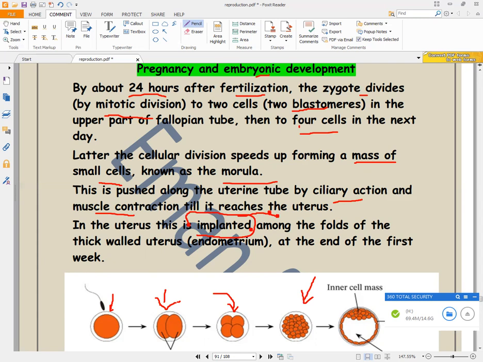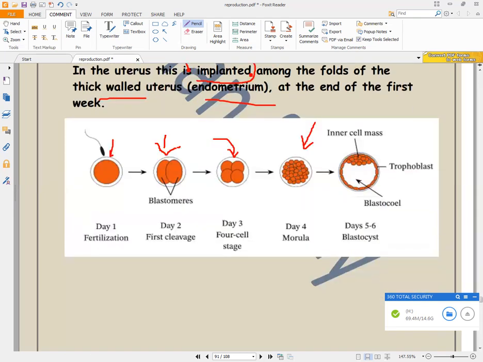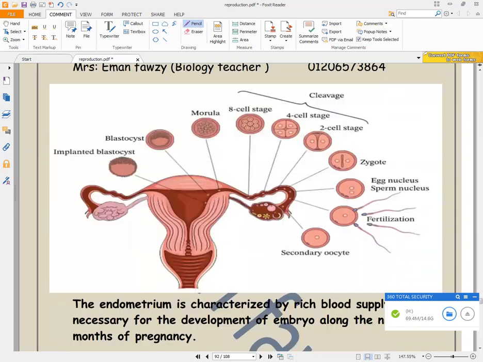Among the folds of the thick-walled uterus, that's called the endometrium, okay? At the end of what? At the end of the first week, okay? So after that, if you look here, you will find the ovum released from the graafian follicle by the action of LH hormone. You will find that we will have here a secondary oocyte.